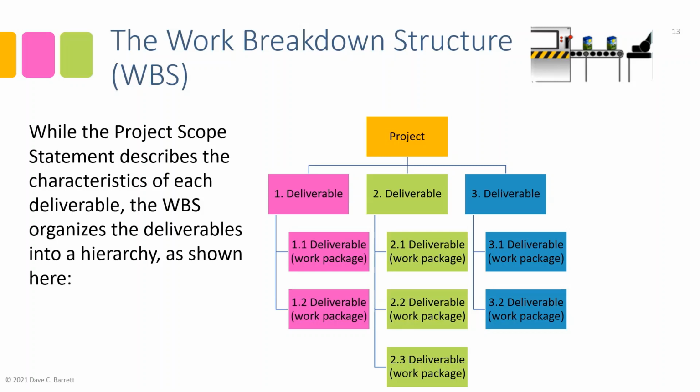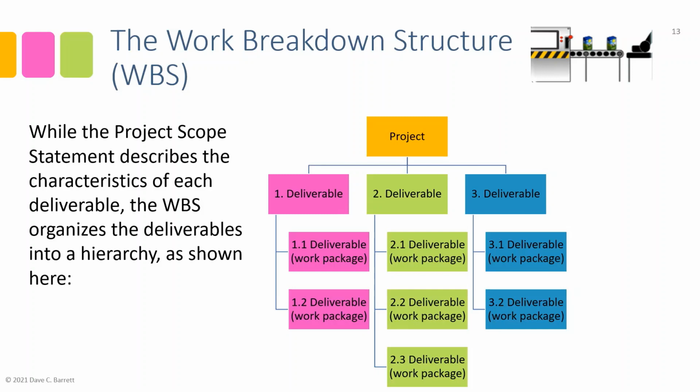However, sometimes we want to break those down further. The pink deliverable 1, if it can be broken further into sub-deliverables, becomes 1.1 and 1.2. Likewise, the green deliverable 2, maybe in this case, is broken down into 3 sub-deliverables: 2.1, 2.2, and 2.3, and so on. You can see that for the third deliverable on the right side.